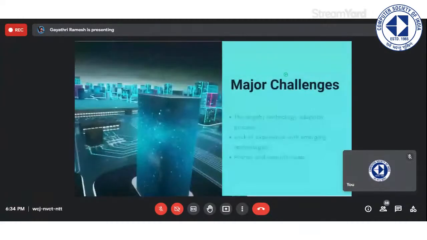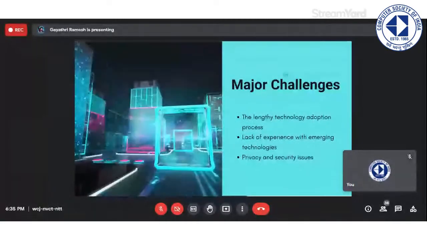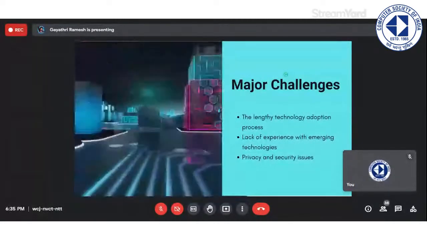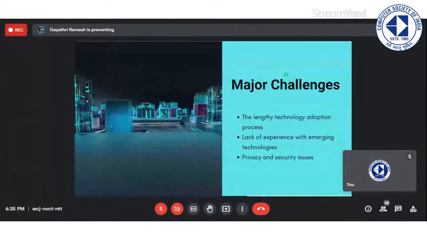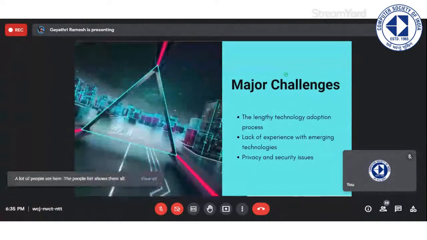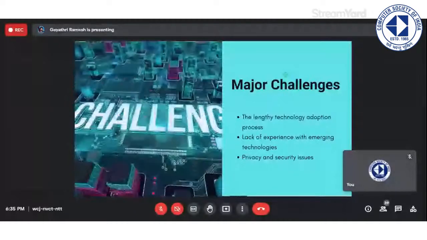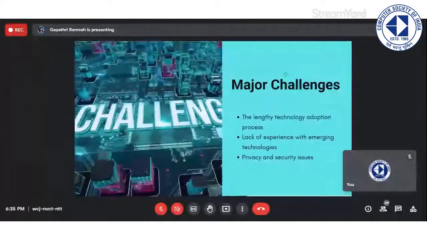Just like any other thing, everything with AI is also not rosy. Let's now look at what are the major challenges that lie ahead in our path. Firstly, the lengthy technology adoption processes. Farmers need to understand that AI is only an advanced part of simpler technologies for processing, gathering, and monitoring field data. AI requires a proper technology infrastructure for it to work.